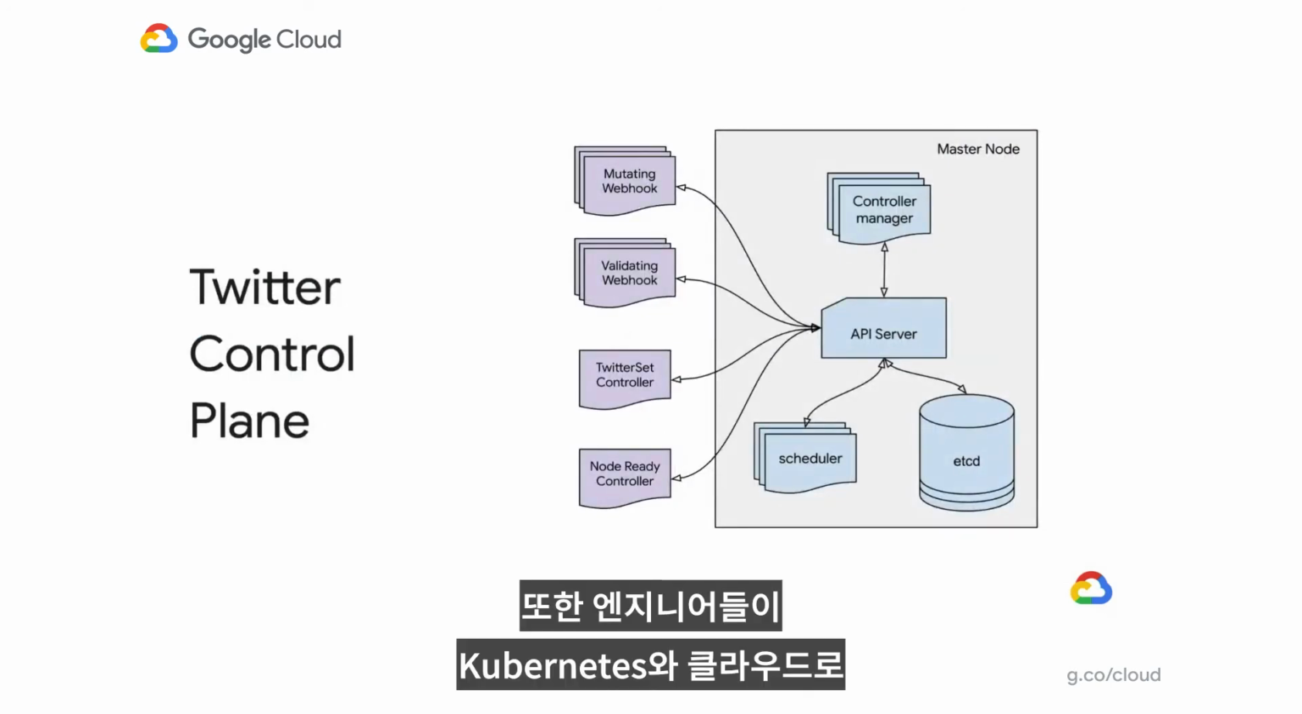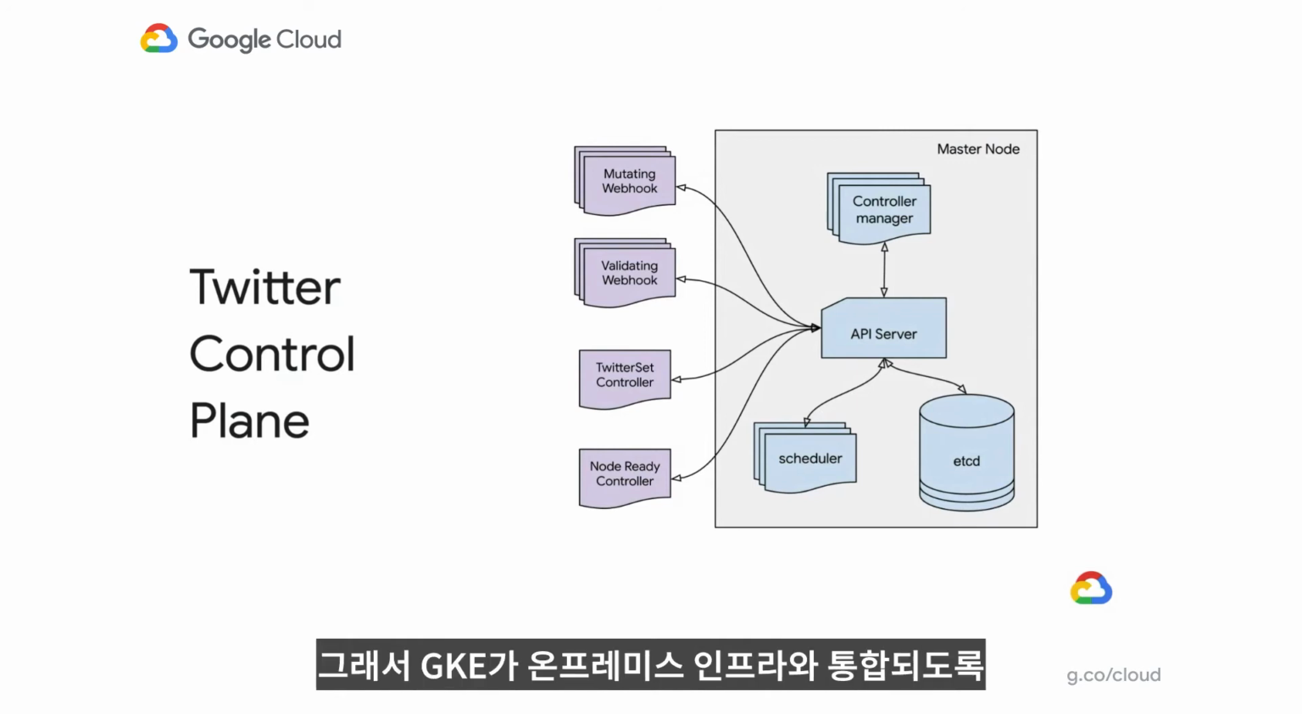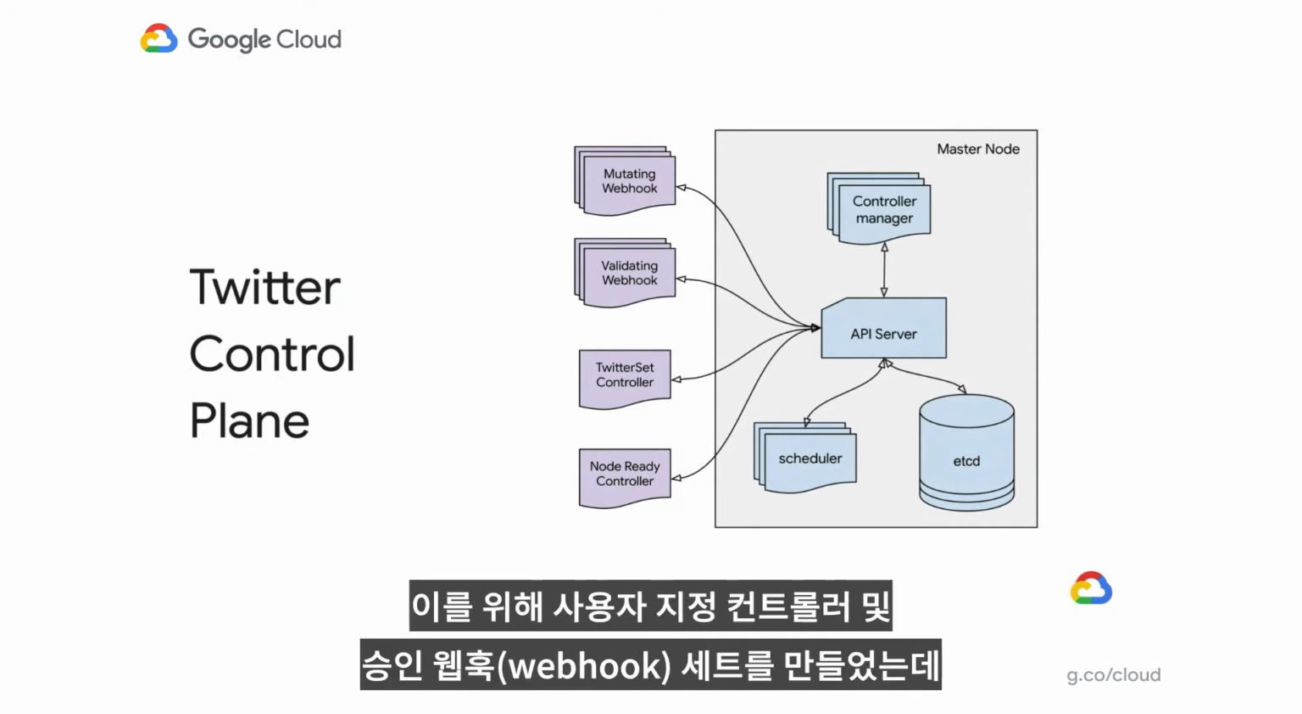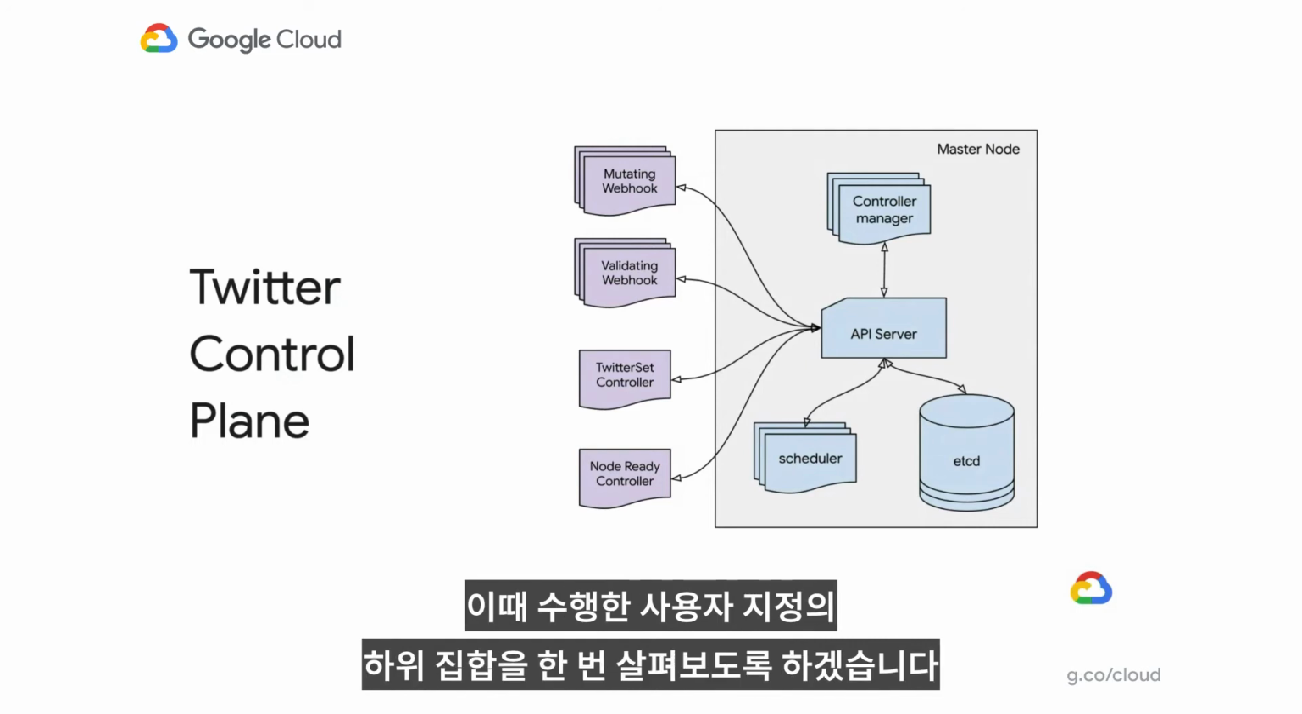We wanted to make the migration to Kubernetes and cloud seamless to our engineers. So we had to customize the Kubernetes control plane to make GKE integrate with our on-premise infrastructure. We created a set of custom controllers and admission webhooks for this, and I'm going to go over a subset of the customization that we did here.